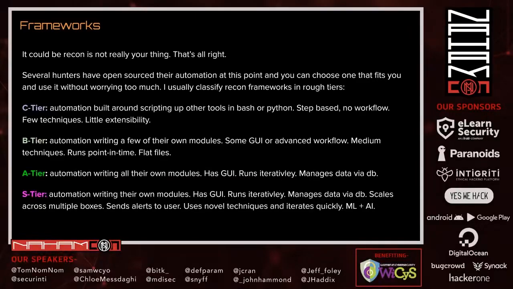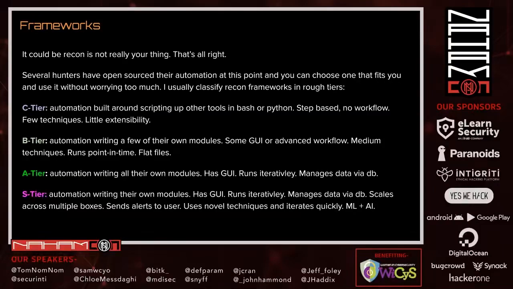So I usually classify Recon frameworks in rough tiers. And rough is very subjective and very rough, right? C tier, B tier, A tier, and S tier. When I talk about C tier, I talk about automation or frameworks that are really just scripting together other tools in Bash or Python. Sometimes they're step-based and they don't really have a workflow to bring information back to the start of the workflow. There's not a ton of techniques, and there's not a lot of extensibility for the framework.